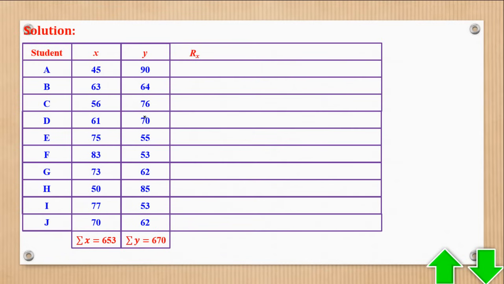Now next is to rank. Rank is done in descending order. So the highest is rank 1. Then go to the second, which is rank 2. Go to the third, which is 3. Go to the fourth, which is 4. Go to the fifth, which is 5. Go to the sixth. Then rank 7, then rank 8, then rank 9, and lastly rank 10.